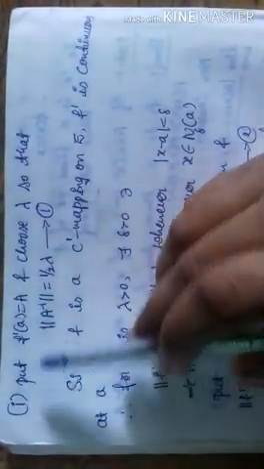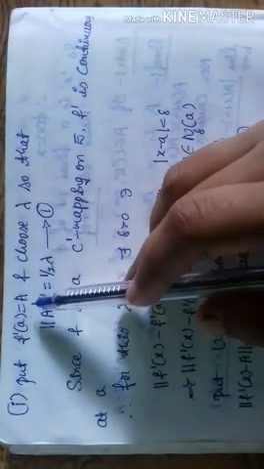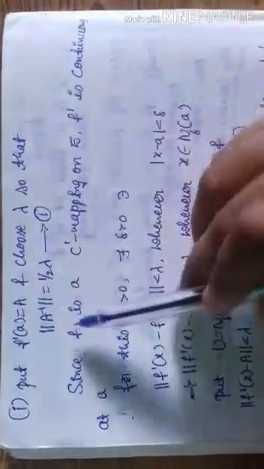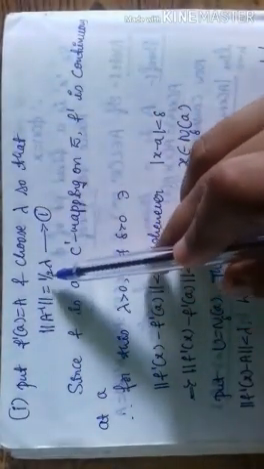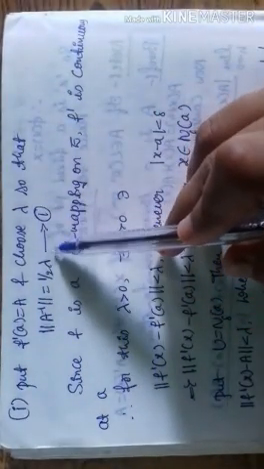Okay, first one, put F dash of A is equal to A and choose lambda so that norm A inverse is equal to 1 by 2 lambda. Call this as equation number 1.